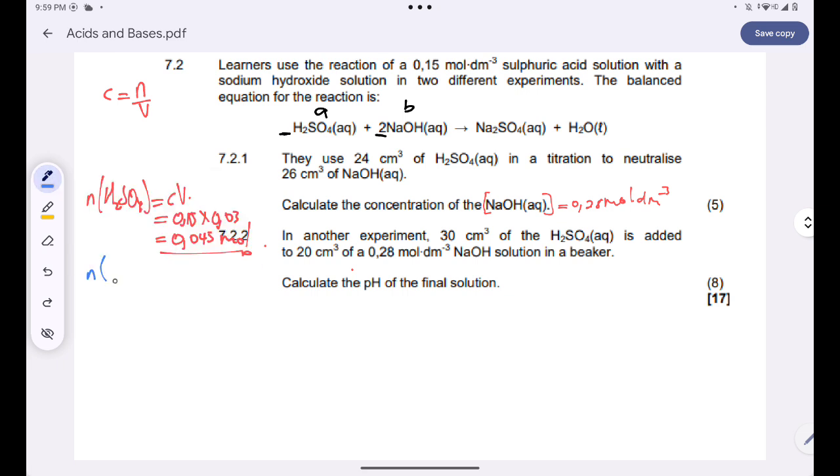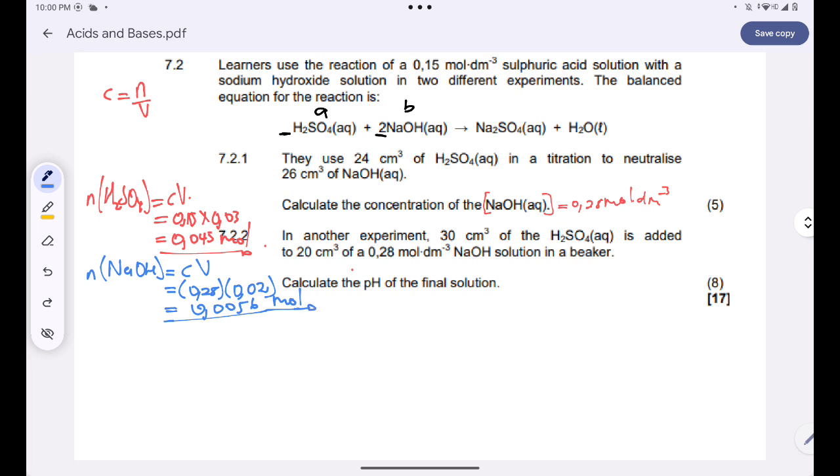Let me now calculate the number of moles of my base, NaOH. Concentration multiplied by volume. The concentration is 0.28. The volume is 20 cubic centimeters, 0.02. 0.28 multiplied by 0.02, I simply get 0.0056 moles.